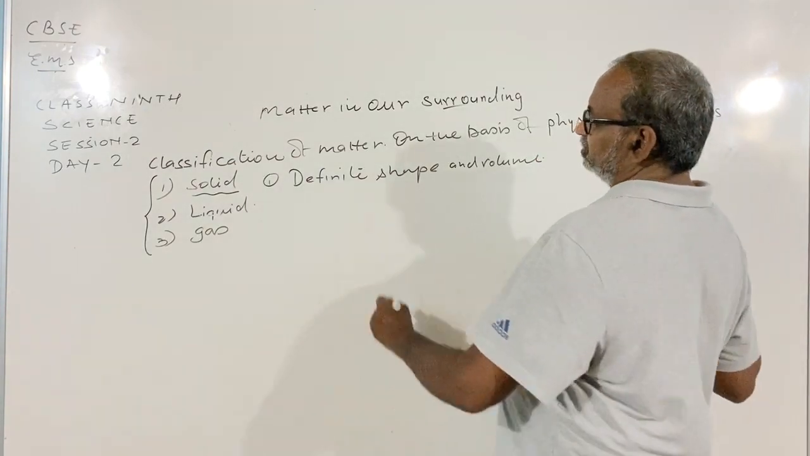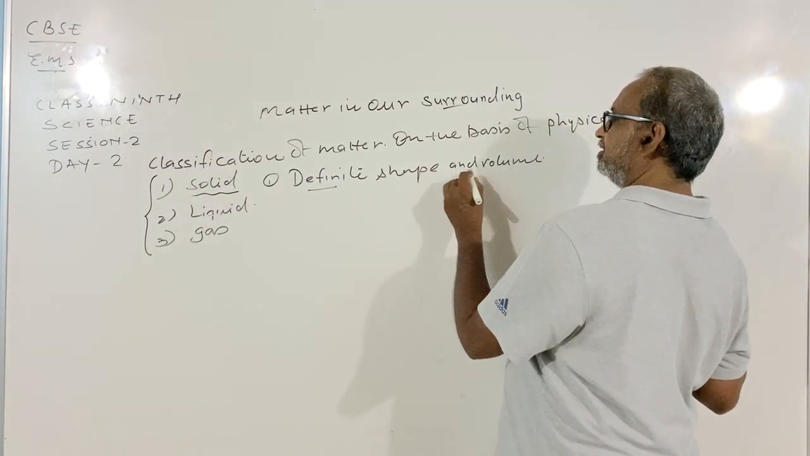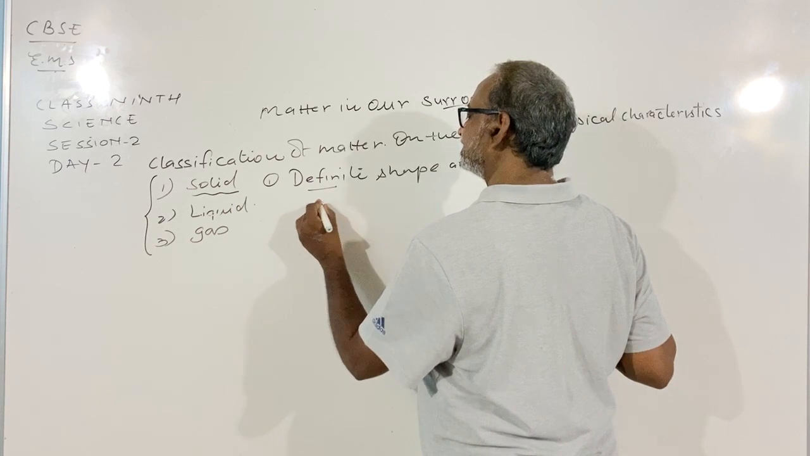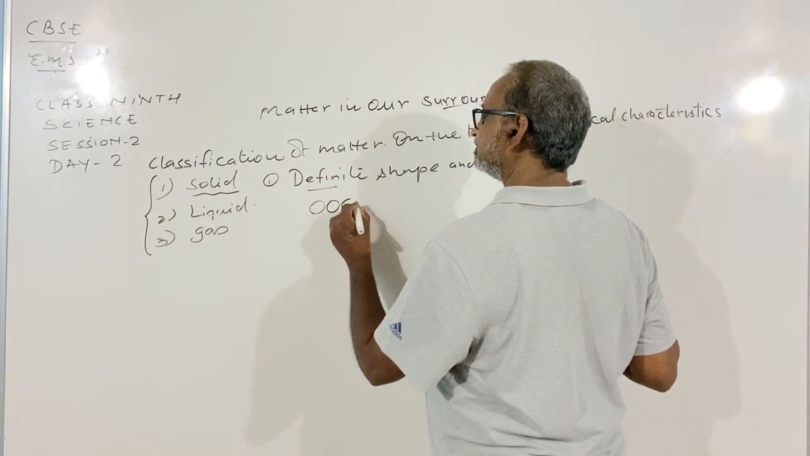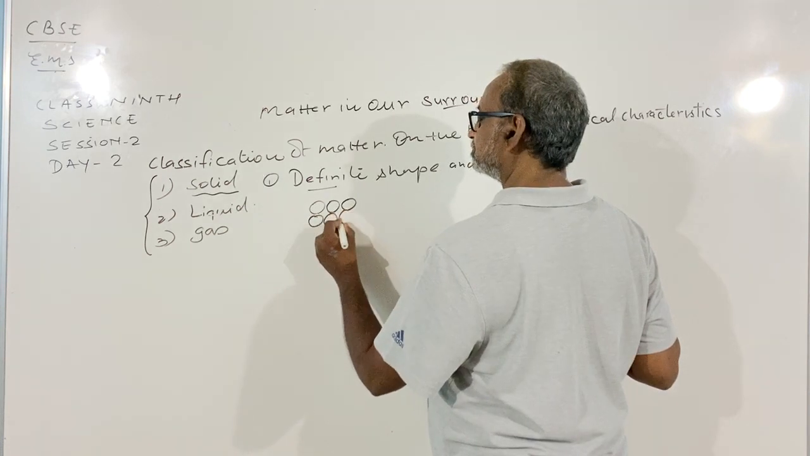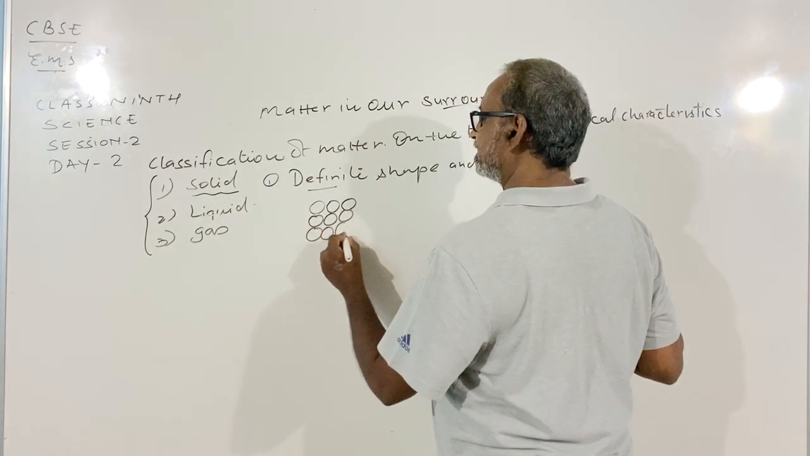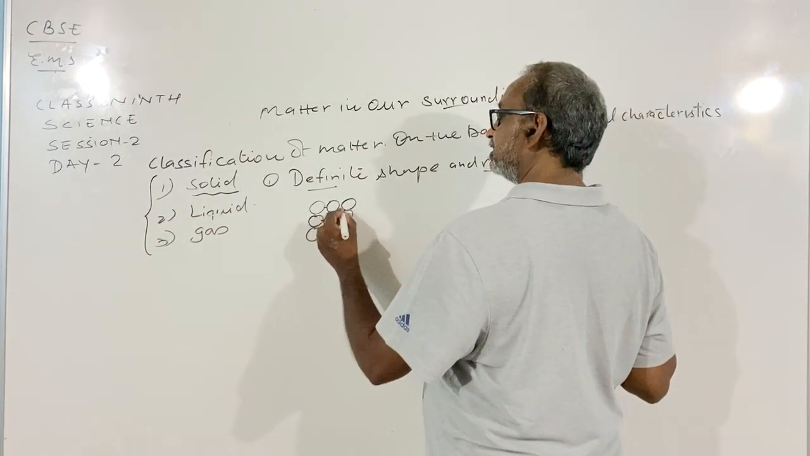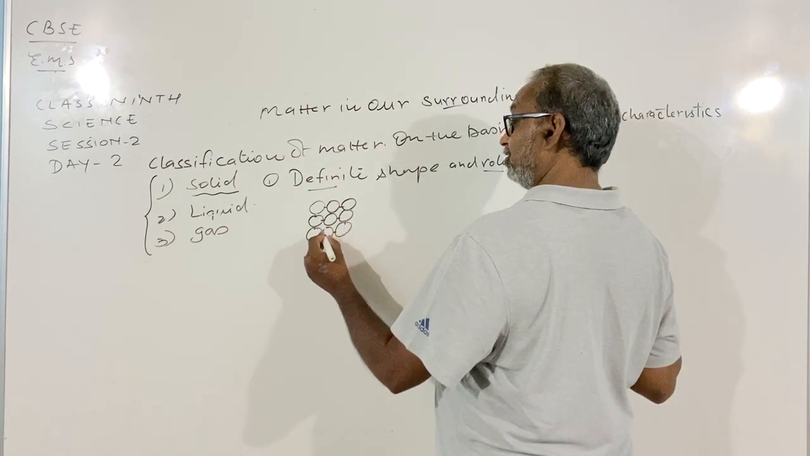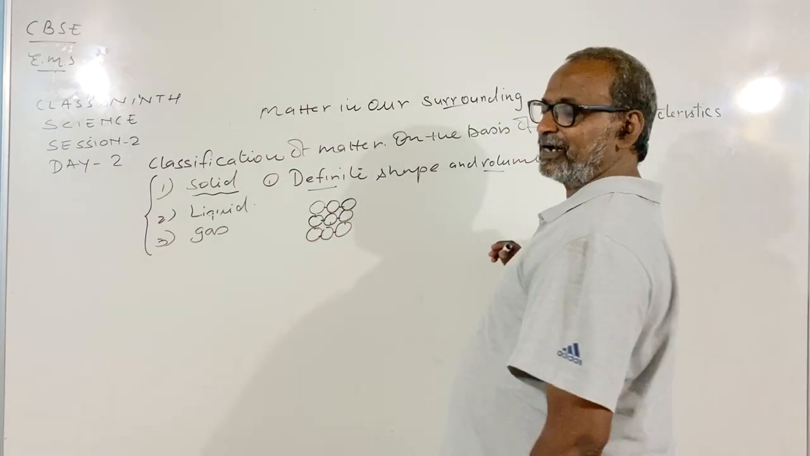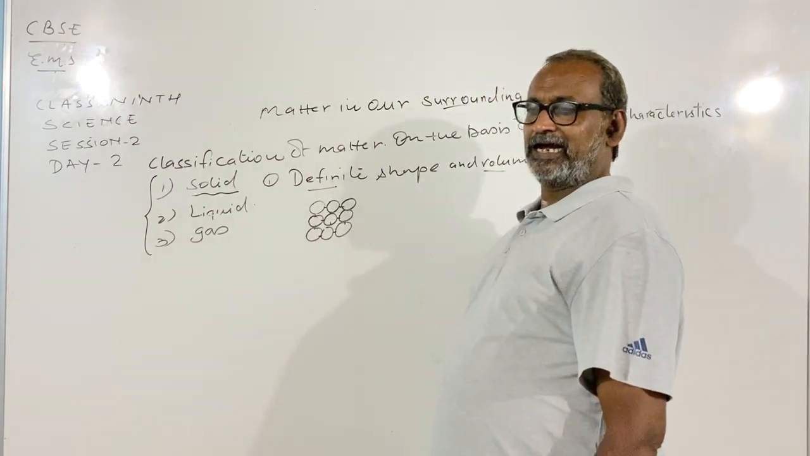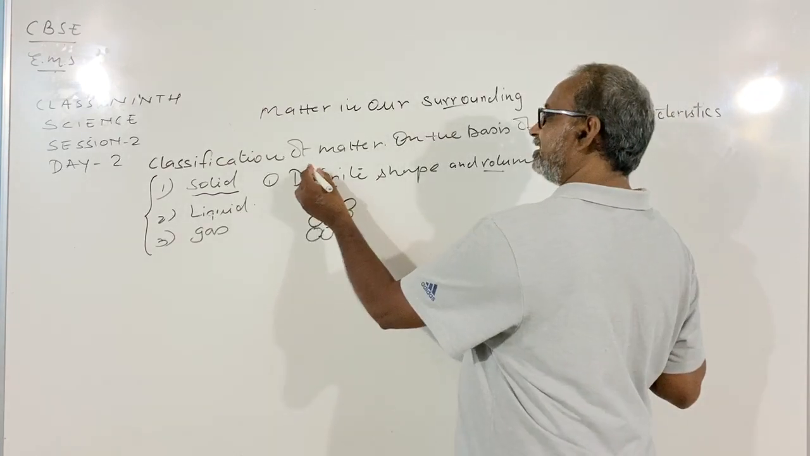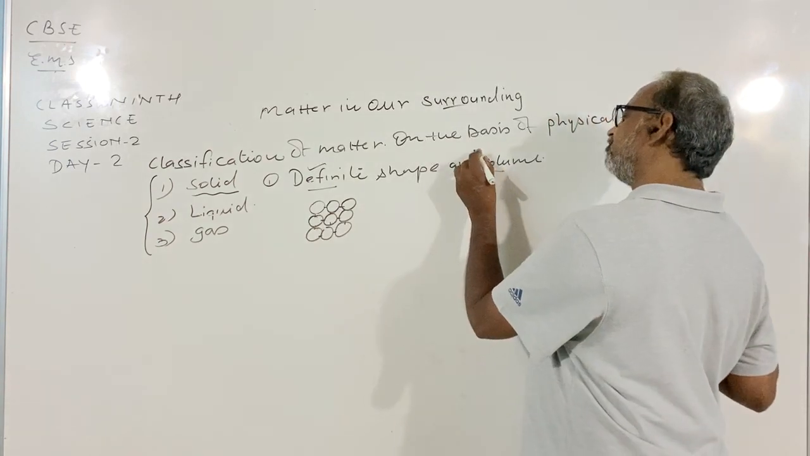Can you explain why solids have definite shape and volume? In the solid state, the particles are very close. They are compactly arranged. And the interparticle forces of attraction between these particles are very strong. Obviously these interparticle forces of attraction do not allow these particles to move freely. And it is due to these strong interparticle forces of attraction that solids have definite shape and definite volume.